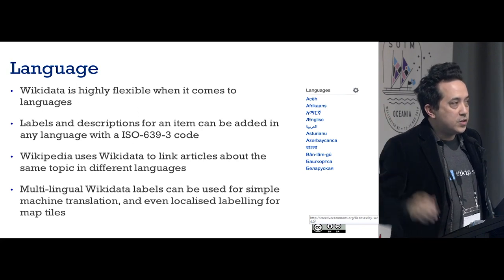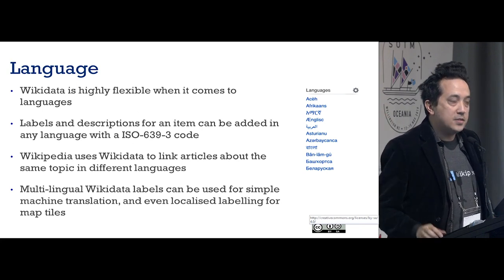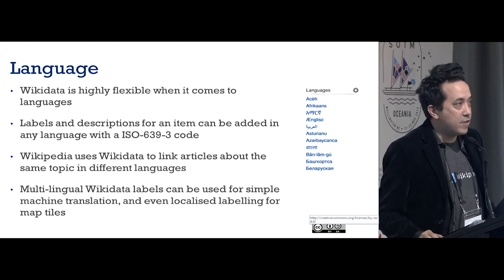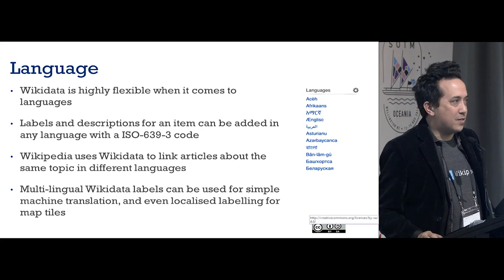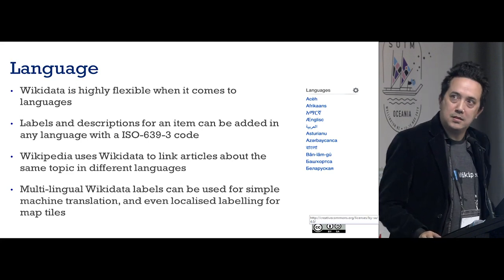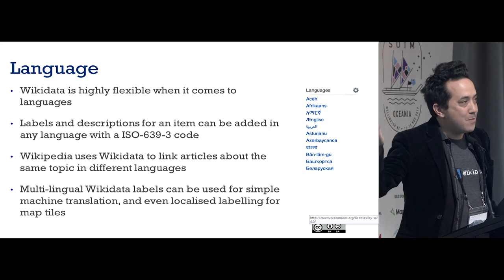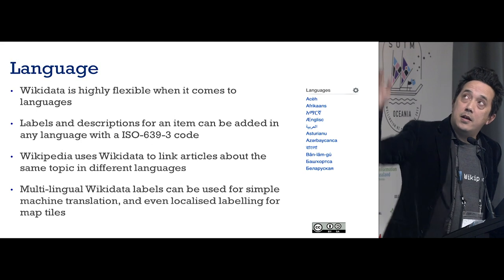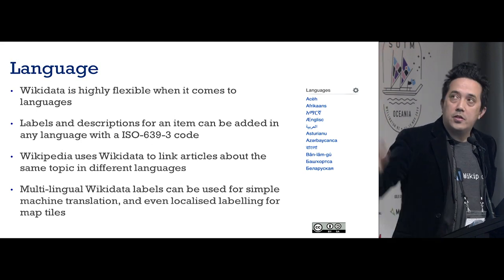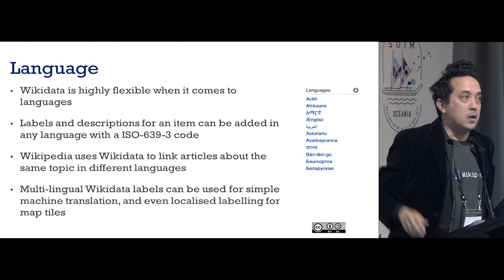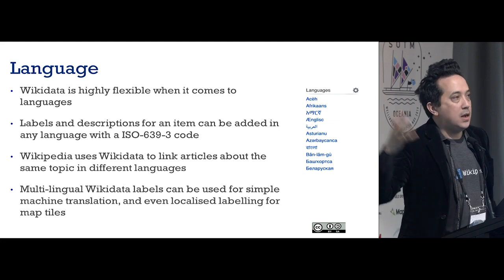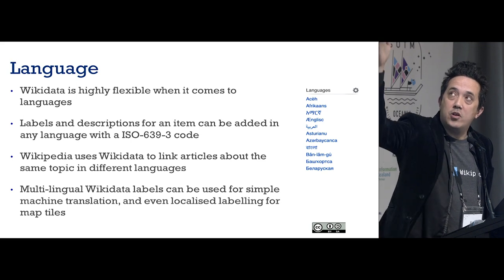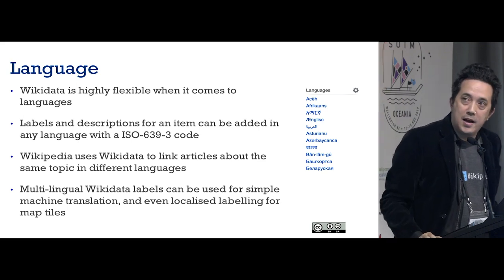Those labels and descriptions I showed you before and the aliases can be added for any language with an ISO 639-3 code. I looked up how many there were. There's, I think, about 7,800. So that's quite a lot. We're not saying every item has all those languages filled out, of course, but the possibility is there. And you can see Wikipedia uses those for these inter-wiki links. If you look at an article about something, the article about the same thing in a different language on the left-hand side of the page is generated from Wikidata.